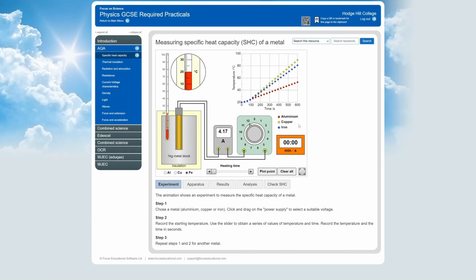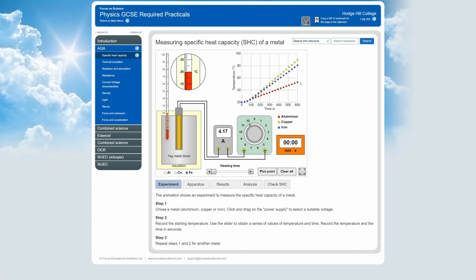Specific heat capacity is a measure of how much energy I need to increase the temperature of a block of 1 kilogram by 1 degree C. So if I want to raise the temperature of aluminium by 1 degree C, I'm going to need to give it more energy than I did for the copper. So out of the three metals, aluminium has the highest specific heat capacity because it needed the most energy to heat it up.